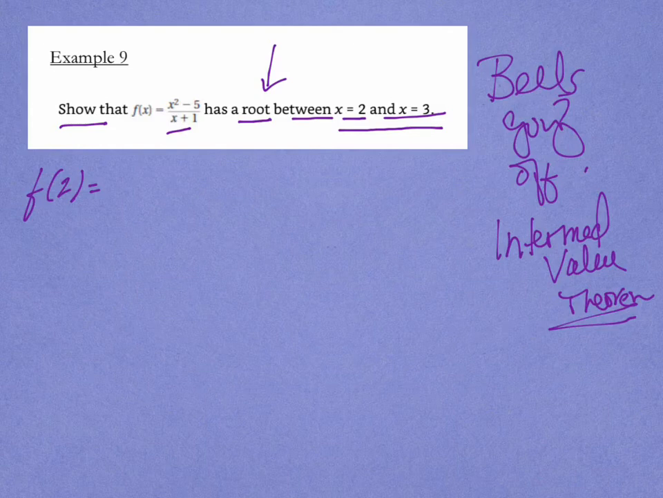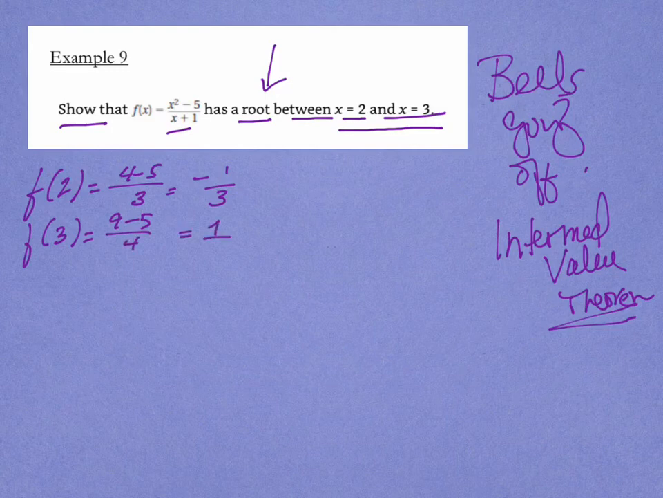So f of 2 is 4 minus 5 over 3, which is negative 1/3. So we got a negative number. f of 3 is equal to 9 minus 5 over 4, which is equal to positive 1, right? 4 over 4. So we have one positive and one negative. So here's how you show it.